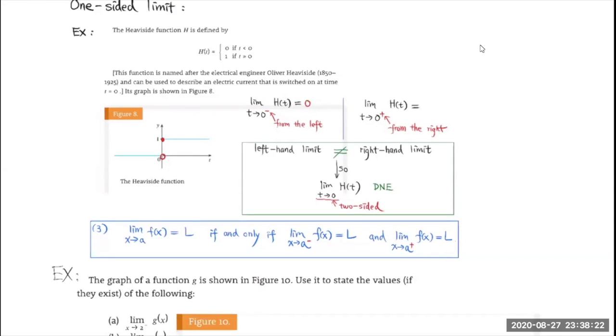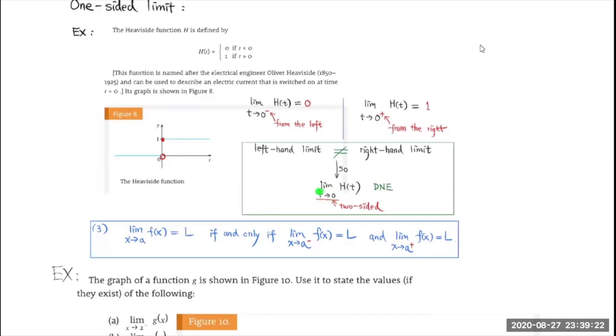Now what about if t approaches 0 from the right side? When t approaches 0 from the right side, remember you have to go along the curve. The function always takes on the function value 1 on this side. So when t approaches 0 from the right side, the function is going to approach 1. So this limit here is equal to 1, and we call this the right-hand limit. This one over here is the left-hand limit. The left-hand limit does not equal the right-hand limit here, so we say that this limit does not exist, DNE.